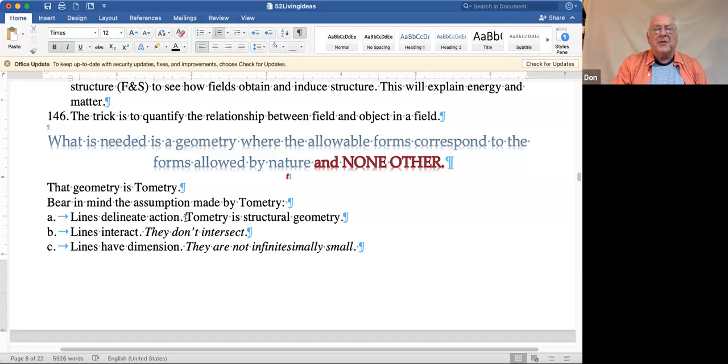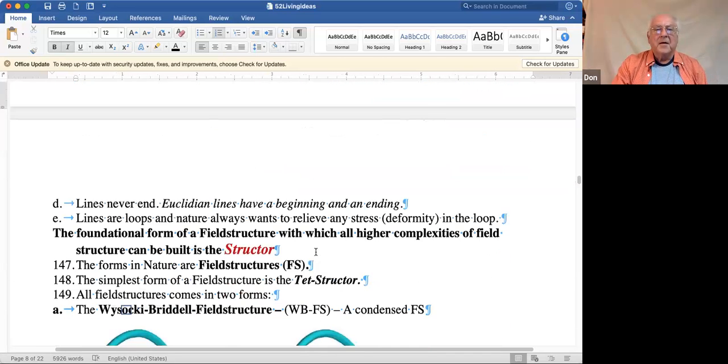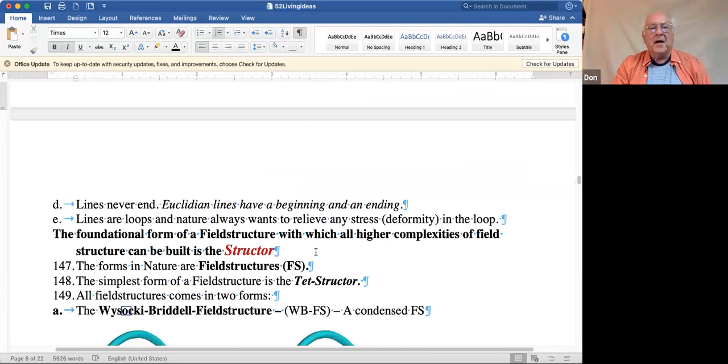Bear in mind assumptions made by Tometry. Lines delineate action. Tometry is structural geometry. Lines interact, they don't intersect. Lines have dimension. They are not infinitely small. Lines never end, and lines are loops. And nature always wants to relieve any stress or deformity to that loop. That too is an important qualification, and it explains what entropy is.